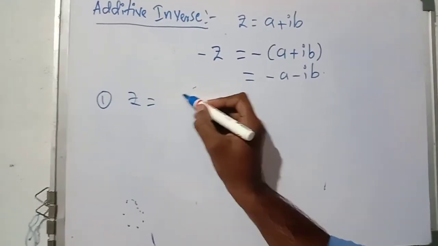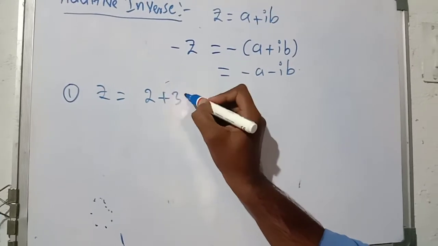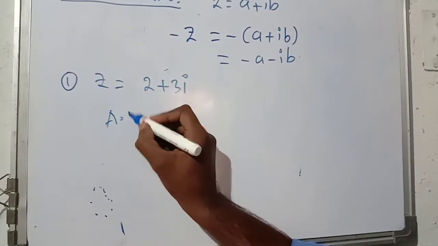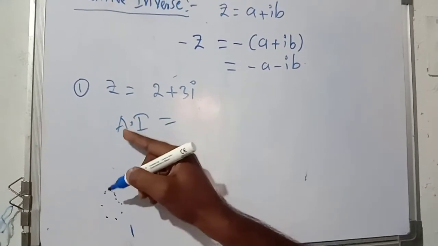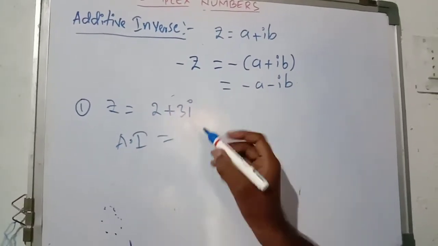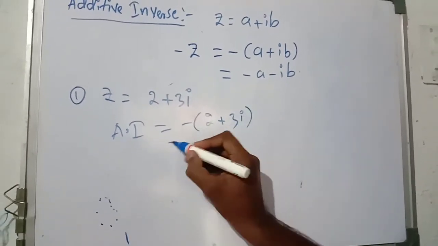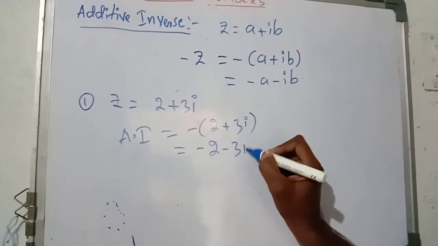So z equals 2 plus 3i. Now the additive inverse of this complex number is, I am writing additive inverse, minus of 2 plus 3i. So the answer is minus 2 minus 3i.